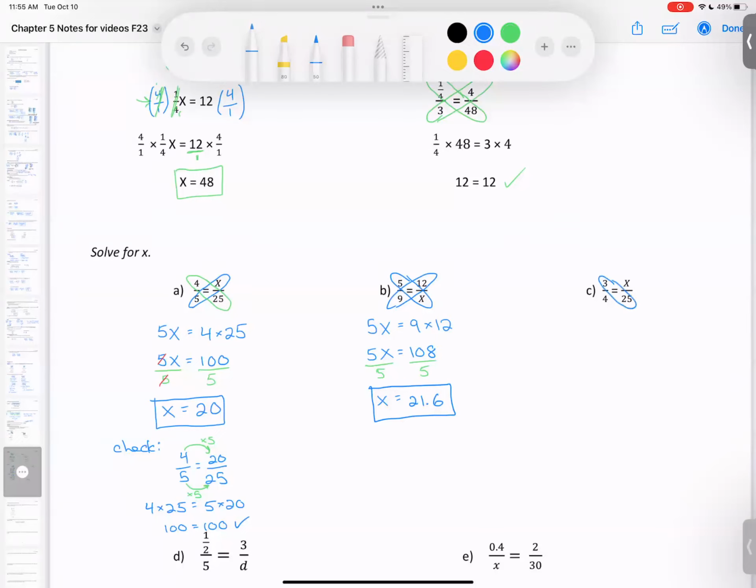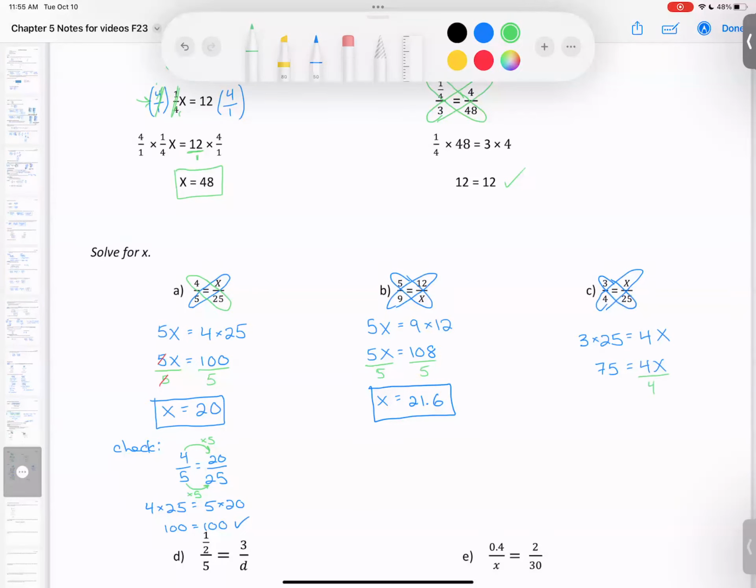So using the cross product method here, I'm saying that 3 times 25 equals 4 times x, or 4x. 3 times 25, that's 75. So 75 equals 4x. This time our x is on the right, but that's okay. It doesn't matter. In fact, if you like it on the left, you could flip it right now. You can always flip across an equation like that. So we could say 4x equals 75, but I'm going to leave it the way it is.